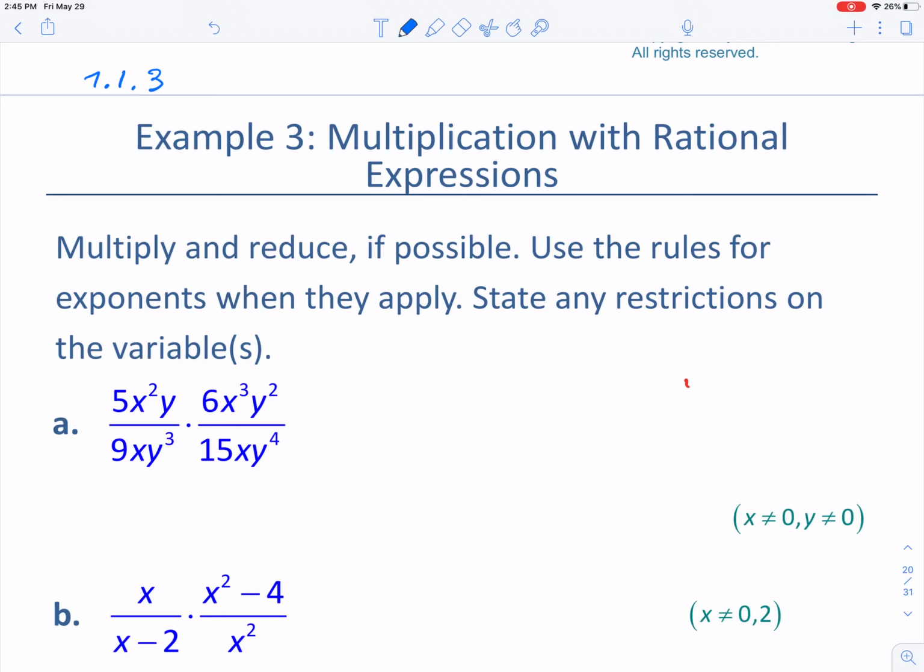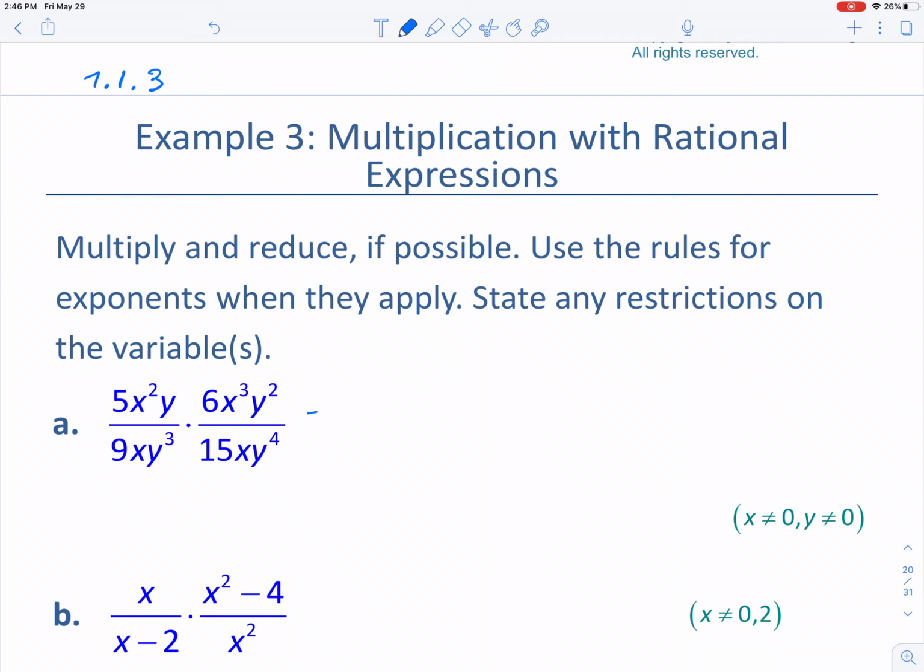We are still working in Chapter 7, still in the first section. I've gone through how to find restrictions on variables, how to reduce fractions and rational expressions down to lowest terms, and the common errors you want to avoid. Now we're going to talk about multiplication with rational or fractional expressions.